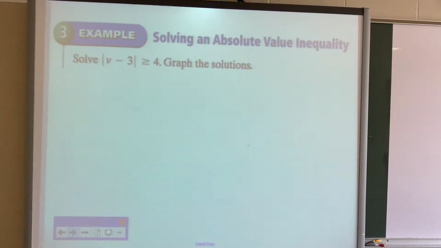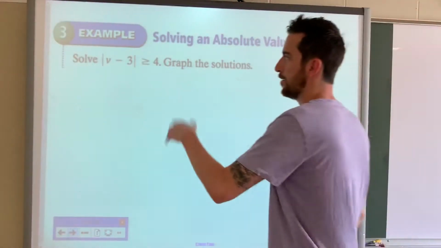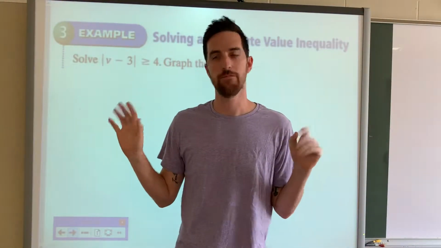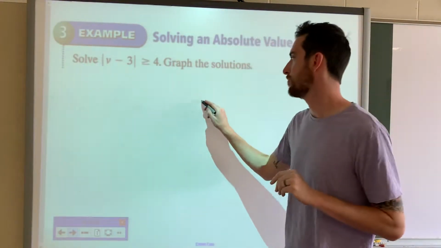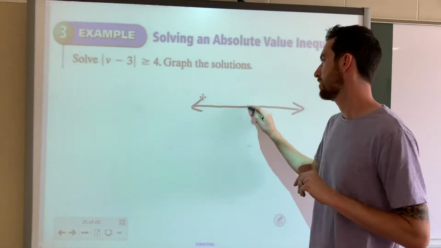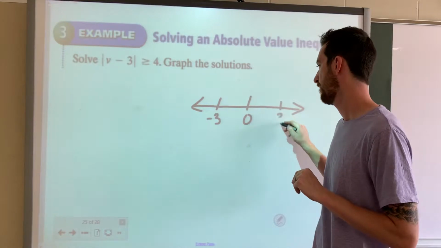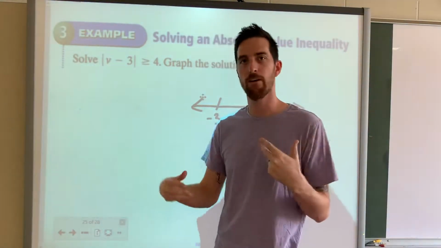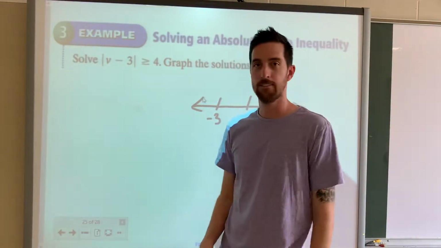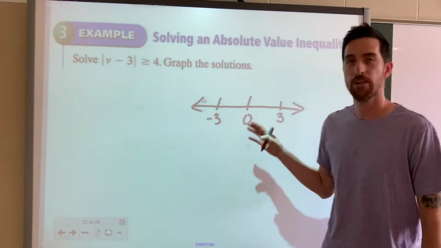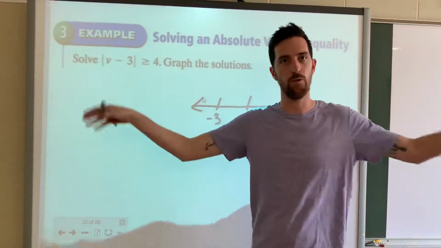Now, the inequalities are a little trickier. The absolute value. Let's go back in time and remember what absolute value means. Absolute value is a number's distance from zero. So it's how far apart it is. Now, distance from zero, if it's greater than, that means it's further away.